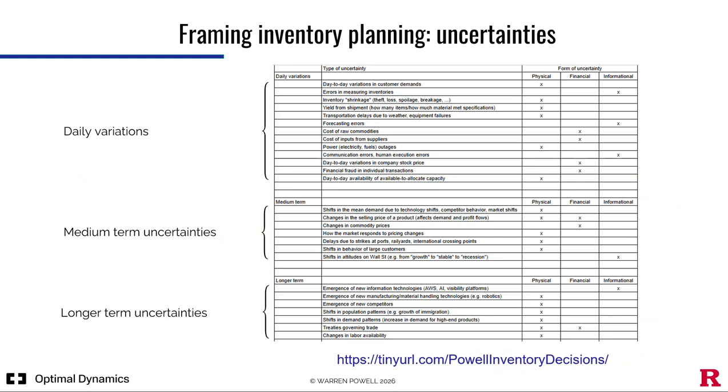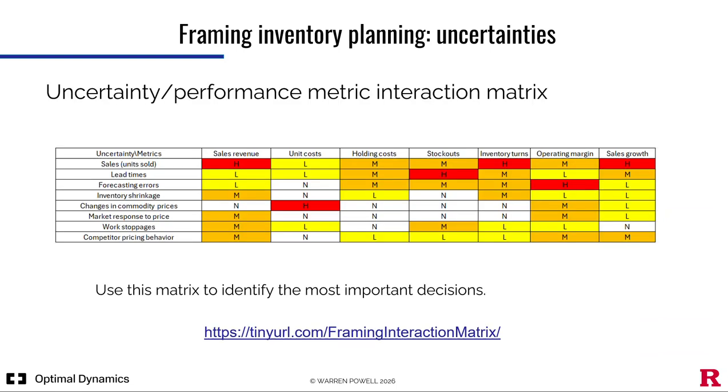They can impact physical, financial, and informational resources. Also, this is a long list of uncertainties. I may not want to deal with all of them, but once again, I can use my interaction matrix to highlight the uncertainties that have the highest impact on the most important metrics.